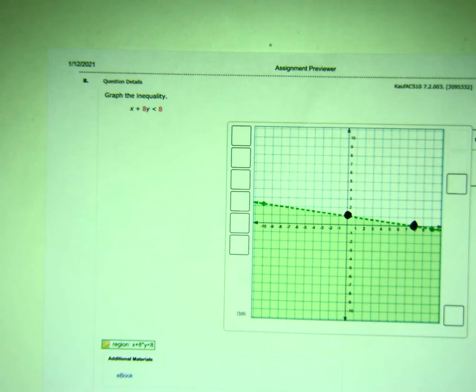Hello again. We got cut off on the previous part for part 1. So let's start where we left off. We're still dealing with graphing inequalities.